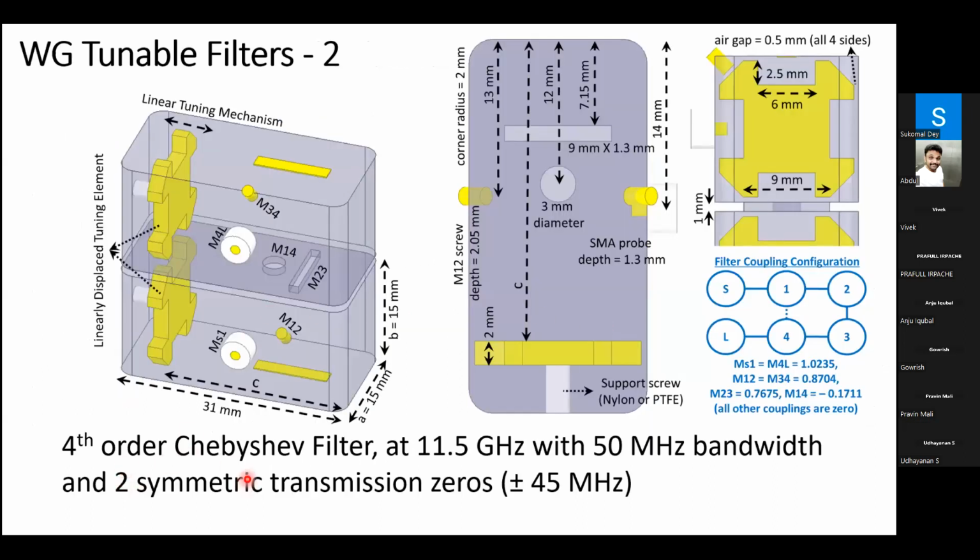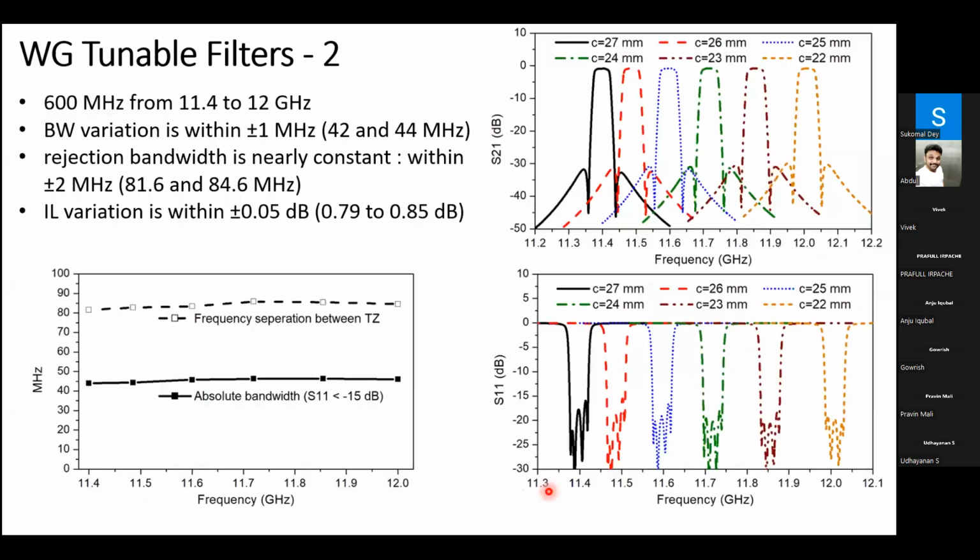So we built a 4th order Chebyshev filter at 11.5 gigahertz for the payload application with 50 megahertz bandwidth. So we took a very small bandwidth. This was very challenging to do. And we put two transmission zeros, one at plus minus 45 megahertz. So these are the simulated responses.